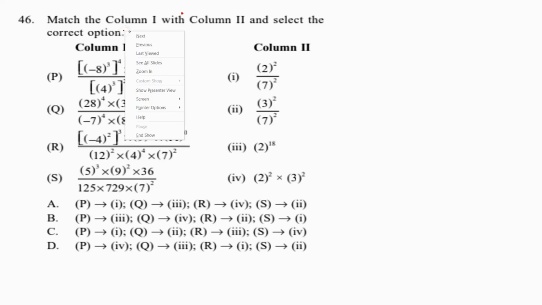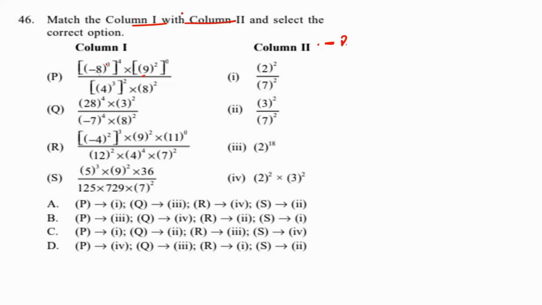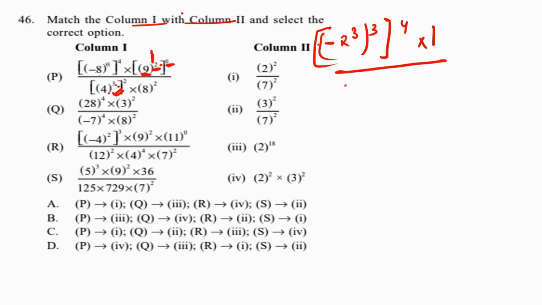Next, question number 46. You have to match the columns over here with the respective values. Let's start solving the first one. Minus 8 can be written as minus 2 cubed, which is again raised to 4. Multiply by 9 squared whole raised to 0. Anything raised to the power 0 is 1, so this is multiplied by 1. Its value is 1. Next, at the bottom we have 4 cubed. 4 can be written as 2 squared, cubed, whole raised to 2. Multiply by 8, which can again be written as 2 cubed, whole squared.